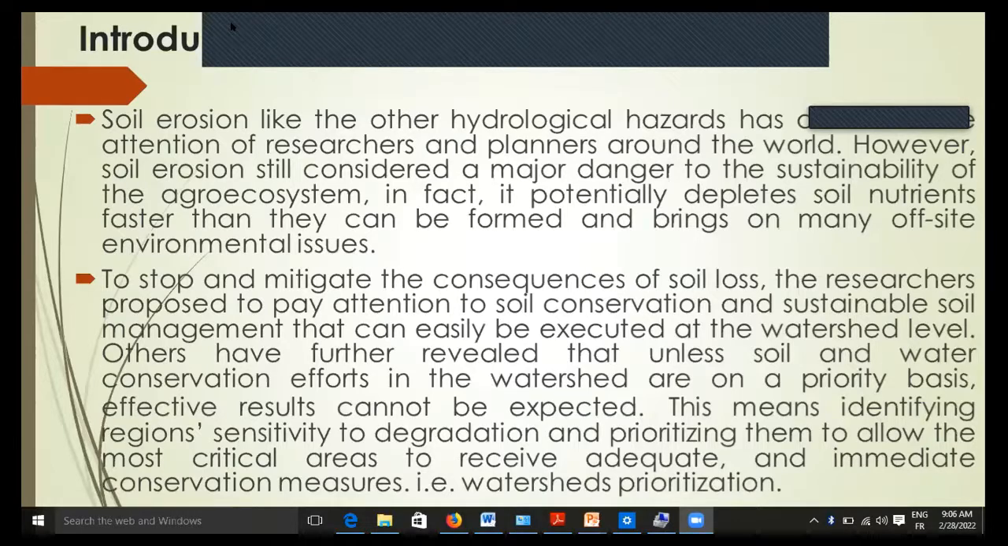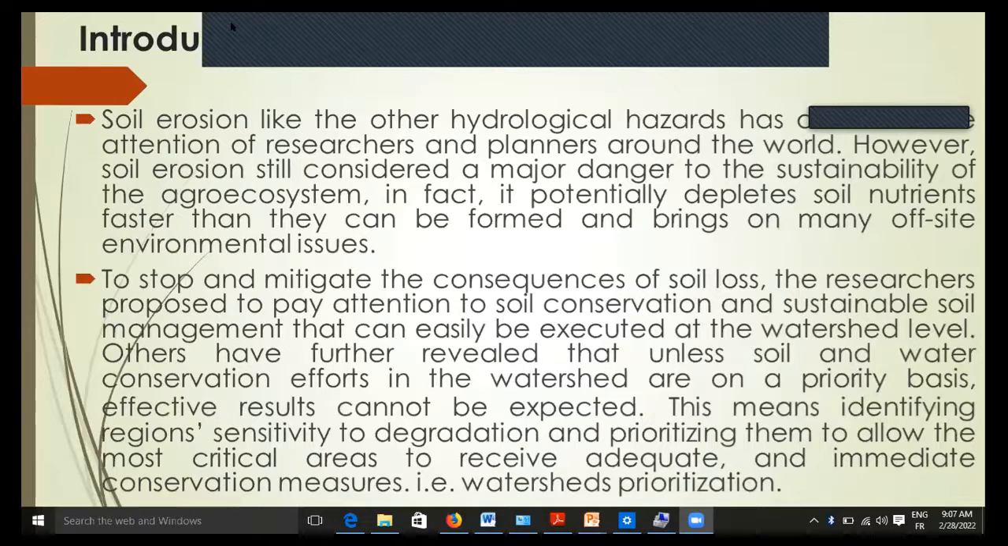please. Okay, thank you. So I was presenting about soil erosion susceptibility through sub-watershed prioritization in the Nyabarongo River catchment in Rwanda. Soil erosion, like other hydrological hazards, has attracted the attention of many researchers and planners worldwide, because it is considered a danger to agroecosystem sustainability, as it can deplete the soil faster than it can be formed and brings on other environmental issues. To mitigate those consequences, researchers have proposed paying attention to soil conservation and sustainable soil management, which can be treated at watershed scales.